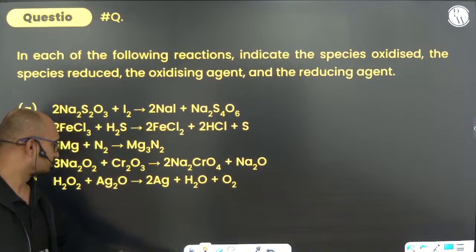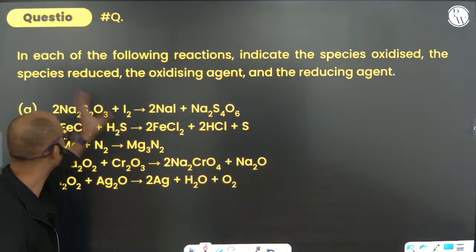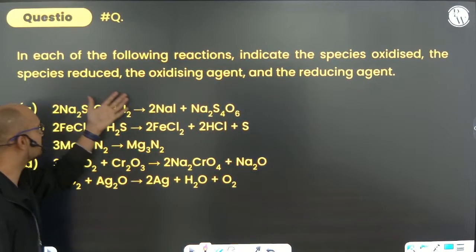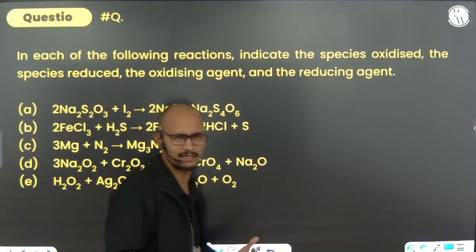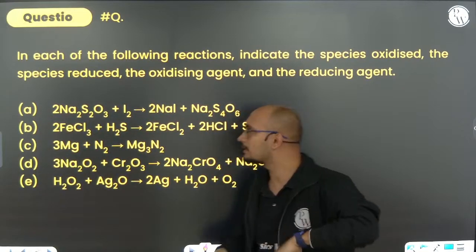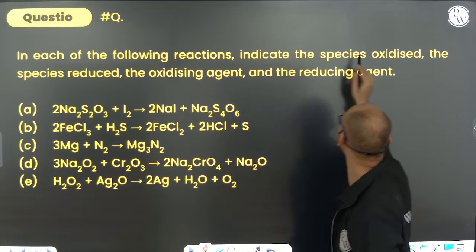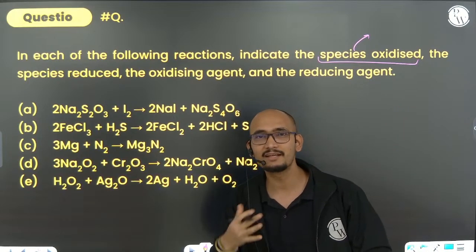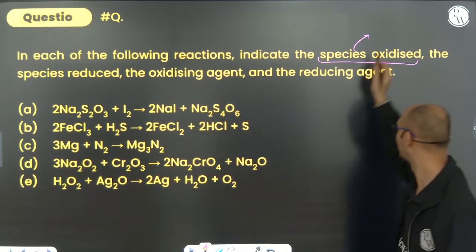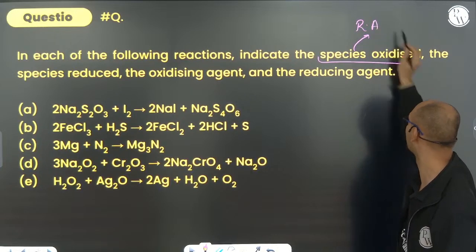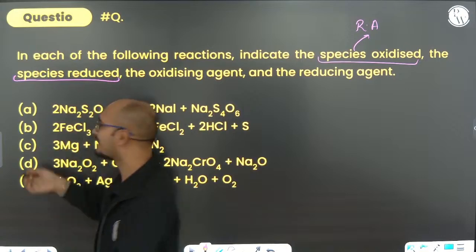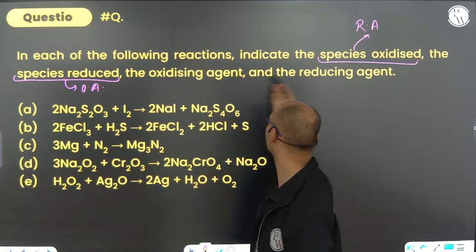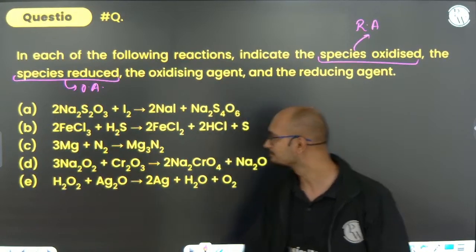Next. Now we have come to the next point, that is, in each of the following reactions, indicate the species oxidized, the species reduced, the oxidizing agent and the reducing agent. Okay, let's find out. Always remember that the species oxidized means if something gets oxidized, it reduces others. So species oxidized means it is the reducing agent. The species reduced means if something gets reduced, it is acting as the oxidizing agent.